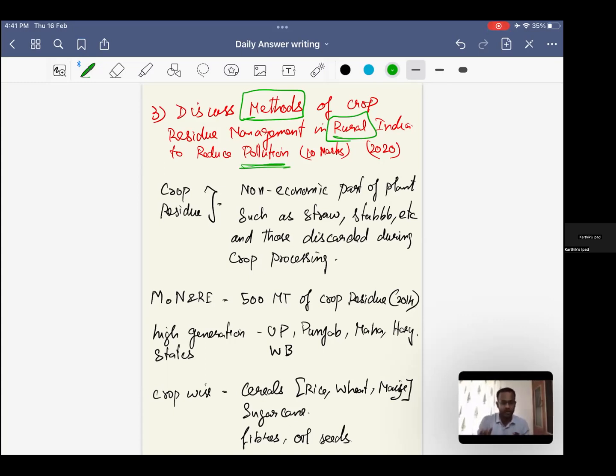So, what is crop residue? Crop residue is nothing but the non-economic part of the crop. For example, straws or stubbles of paddy and wheat, or if you are doing crop processing, for example groundnut, the shells of the groundnut are of no large economic use, so that will be crop residue. The Ministry of New and Renewable Energy, in a 2014 report, said that 500 million tons of crop residue is produced every year. In the last 8 years, this would have largely increased also. We have also been saying that in recent times a large amount of crop residue is being burnt, because labor availability has been largely reduced.